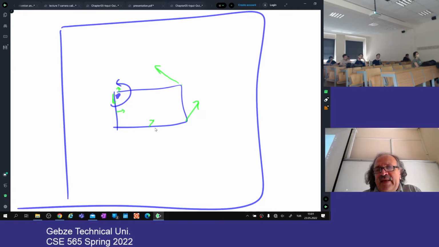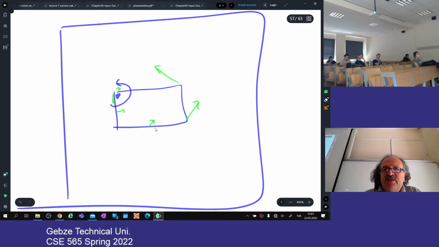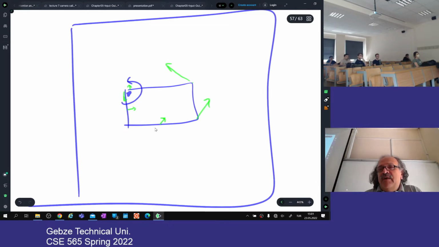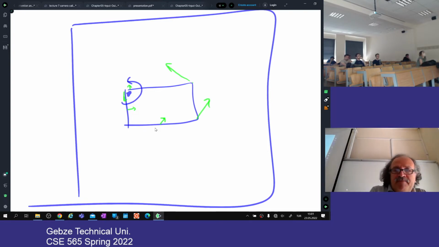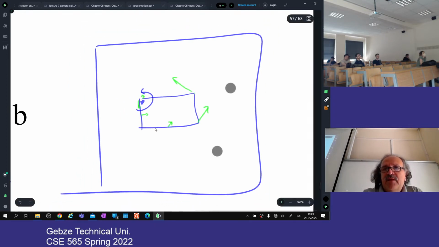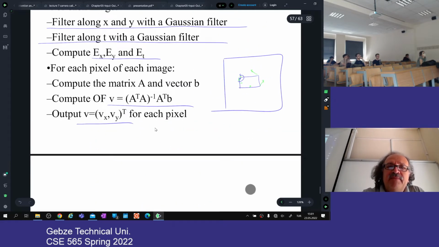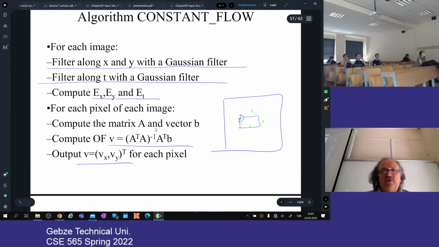Note that I only place some arrows around the edge points, because in the center of this object or in the background, my aperture problem will tell me that I cannot calculate the optic flow vector for those. Only those parts will be visible. That's what the optic flow is going to do for you. Okay, good. So that's the differential technique to calculate the optic flow vectors.